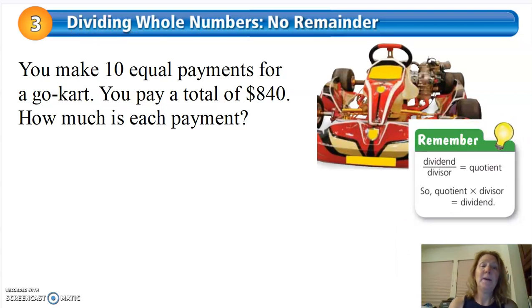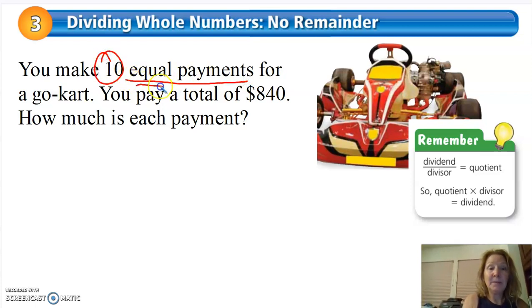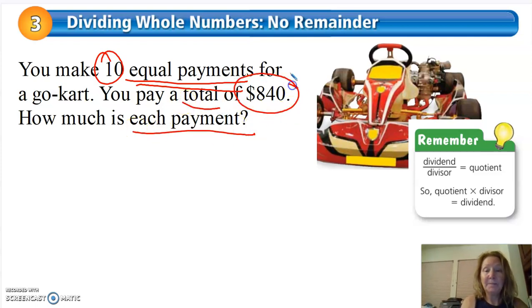You make 10 equal payments for a go-kart. Ooh, okay, let's circle the 10 and I'm going to underline equal payments, right? Equal usually means a fair share or dividing. You pay a total of $840. How much is each payment? So here's a total.